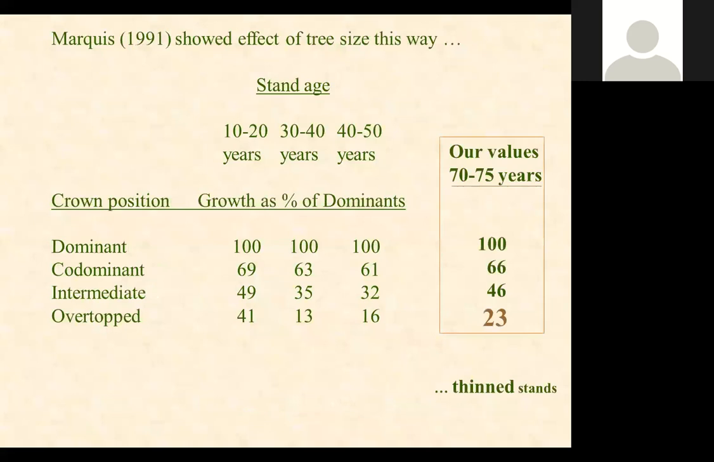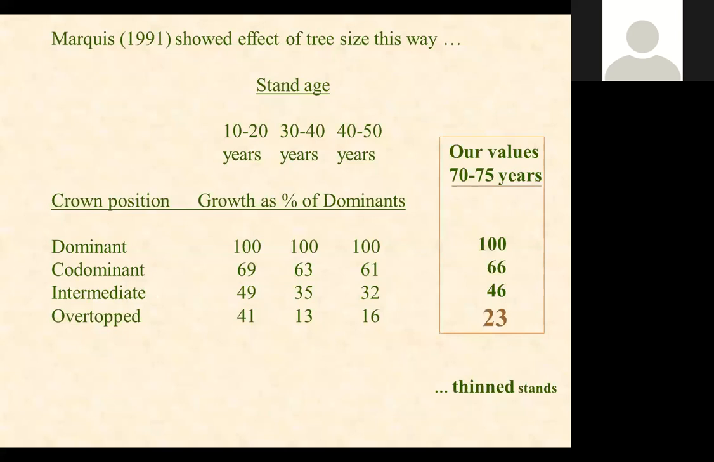These are our data from 70 to 75 year old stands after a 15 year period. And in thin stands, thinned to B level density, it's a very similar pattern. A little bit better growth in the thin stands than in the unthinned stands. So we've stimulated the growth. The co-dominants are still at about 2/3 of the dominants, the intermediates at half the rate, and the overtops at only about a quarter to a fifth of the rate of the dominant trees.